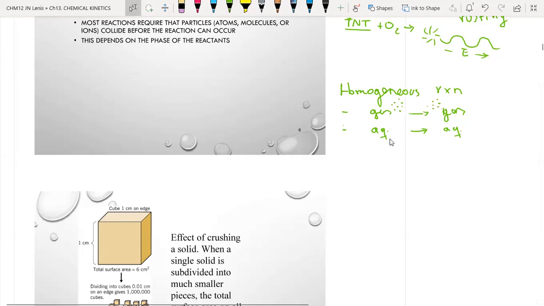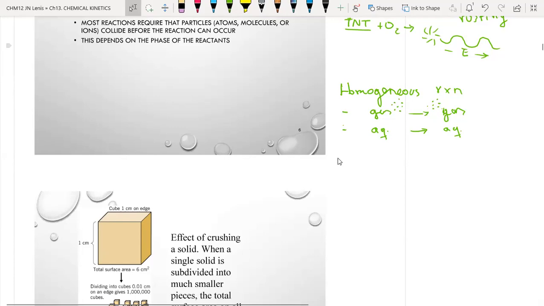Same thing for the aqueous. In aqueous, the water is providing a medium for ions to work together, and also increases the chances of effective collision between ions or molecules in aqueous solutions.